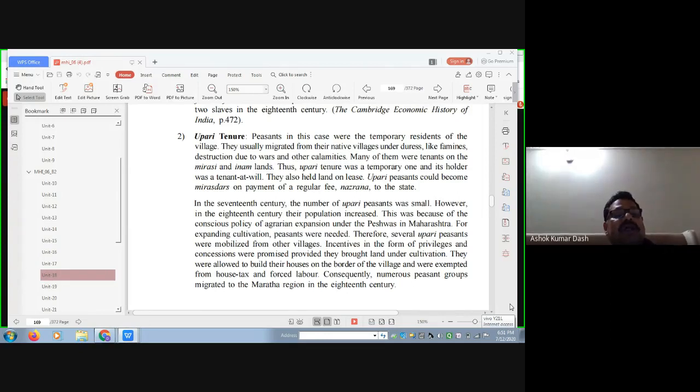In this way we see there are two types, and in the 17th century the number of upari peasants was small. However, in the 18th century their population increased.